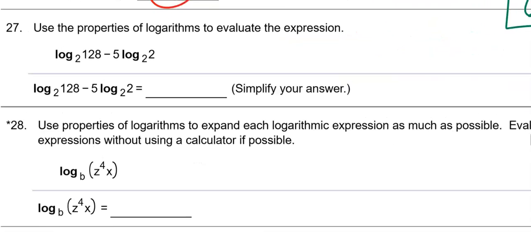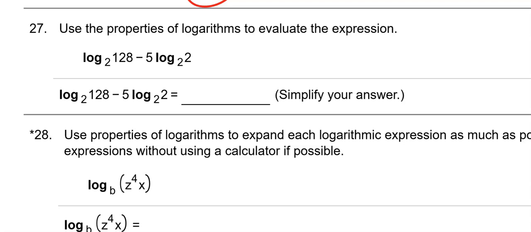Question 27. Try some of these on your own. Now, I will tell you before you try this, the first thing you'd have to do is move that 5 up. Okay, that's why I wanted to start doing some examples where we're mixing the properties together. All right, so log base 2 of 128 equals, oh, not equals, what am I doing? Minus log base 2 of 2 to the 5th.